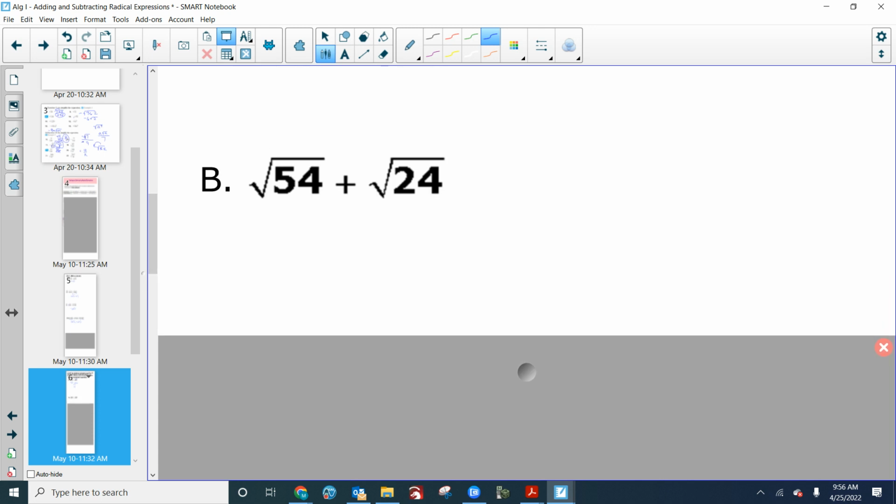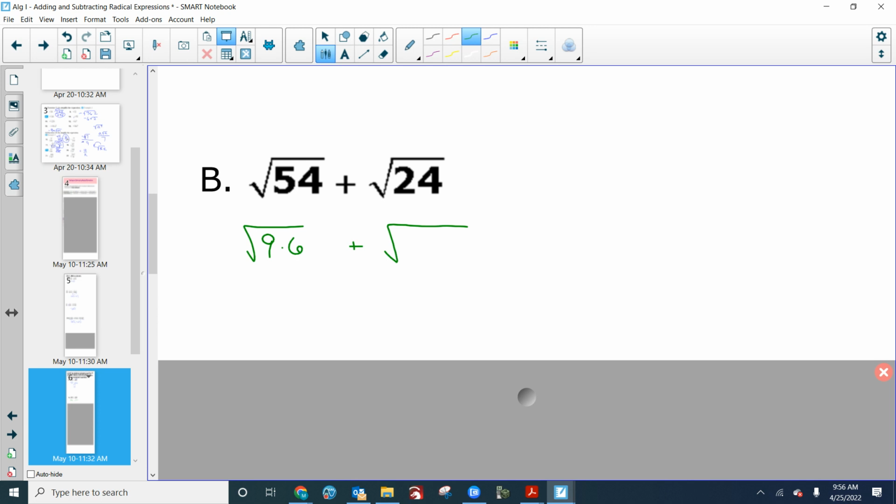All right. We'll simplify them and see if they have any like radicals. How can we break up 54? 54 is what? 9 times 6. You agree? Yeah. Good boy, Matthew. Why'd you choose 9 times 6? Since I knew it was a fraction of 9.